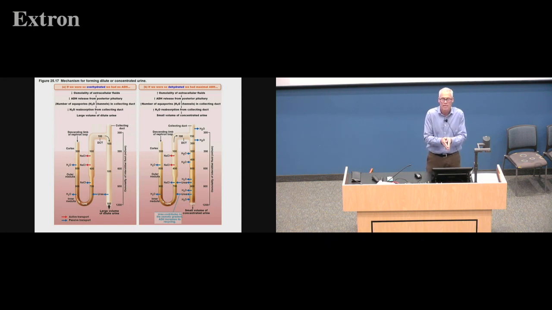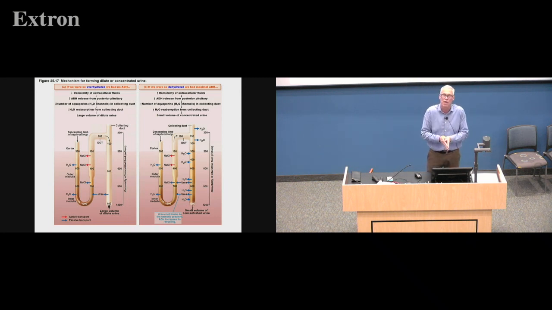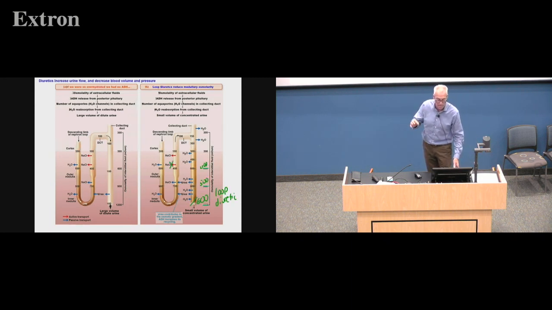There's some ADH present. Some aquaporins would be in the membranes of the collecting duct cells. Some water would be reabsorbed, exactly the right amount of water, ideally, to keep the blood pressure where we want it, the blood osmolarity where we want it, 300 milliosmoles per liter. Okay, so that's our normal process of concentrating urine in the presence of ADH.